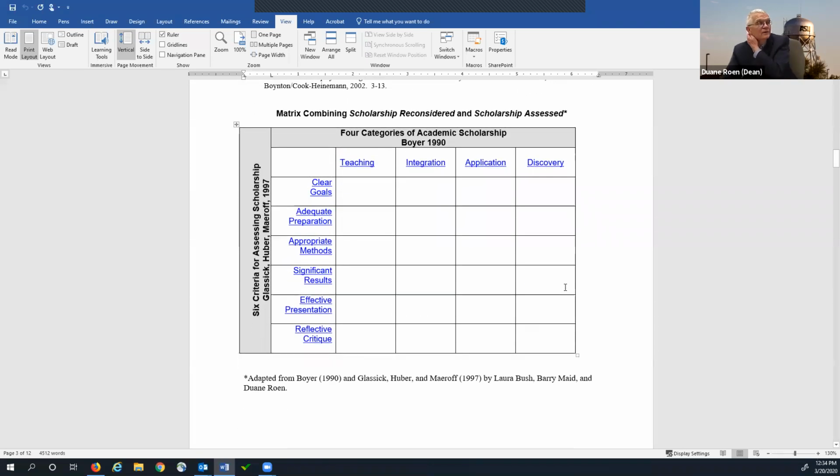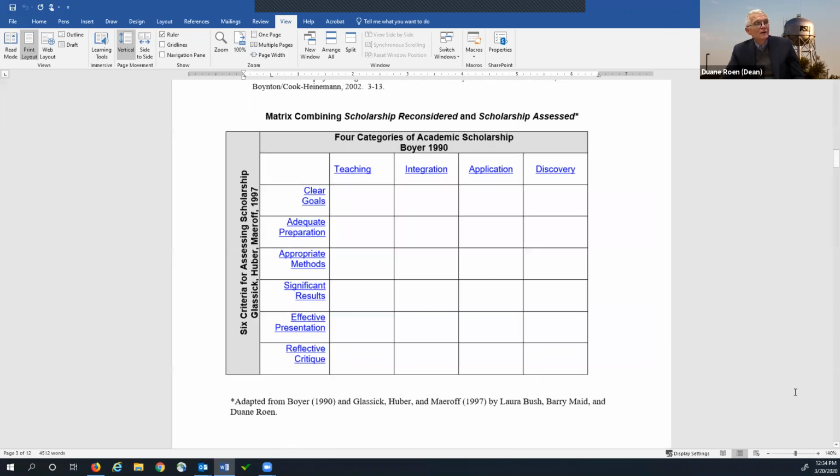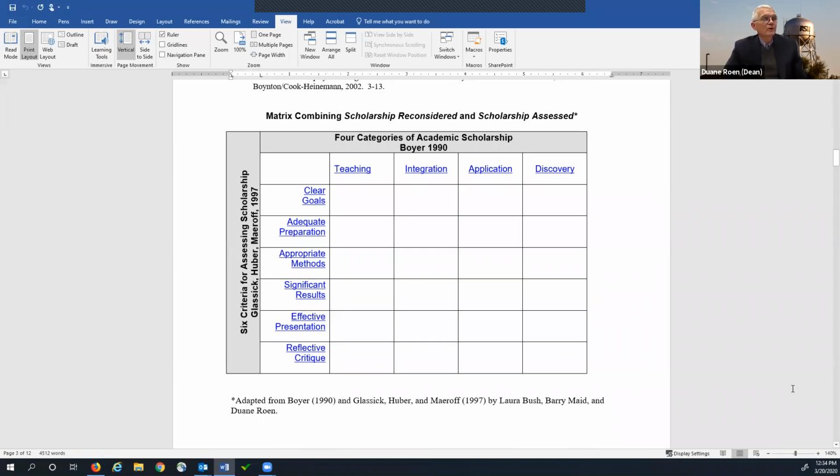In the handout, which you all got in digital form, is this grid that shows the 4 categories of academic scholarship that Boyer talked about. And we could add the 5th one, engagement as well. And then the 6 categories of criteria for evaluating this.